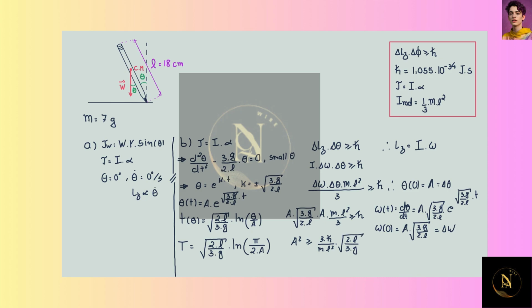Then, taking the square root, we get that A must be bigger than or equal to the square root of 3 times h bar divided by m L squared times the square root of 2L divided by 3 times g, and this is under a square root. So A must be at least equal to this value. Now we know what the value of A is. Then we can finally finish this question. Before doing that, let me organize my board again.